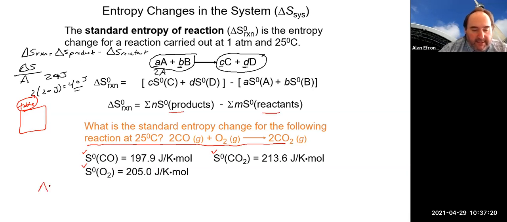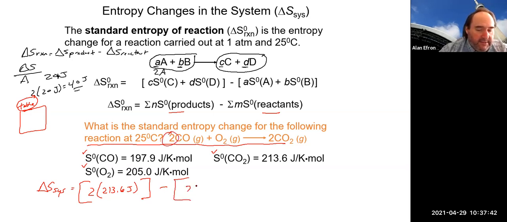So our delta S of our system would be, starting on our product side, we have 2 CO2s. So we would take 2 times the value of CO2 that we find in our table. That takes care of all of our products. We then would subtract from it our reactants. Here we have a 2 for the CO, so we take 2 times the value of CO, which is 197.9. We're going to add it to the value of O2, which, as I mentioned before, unlike delta H, you will find a value here, and that is 205.0 joules.